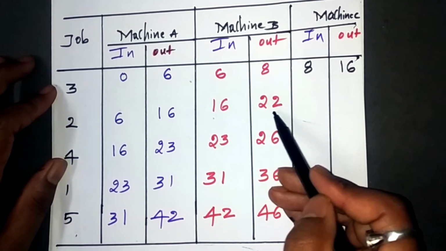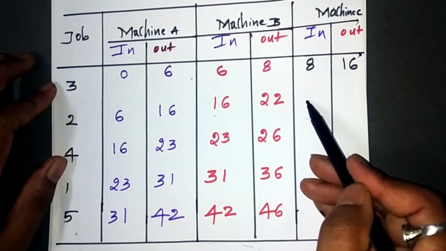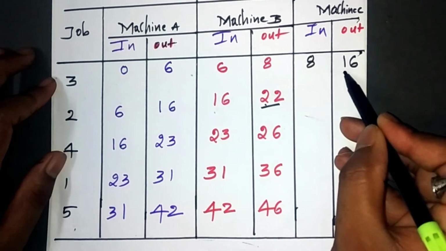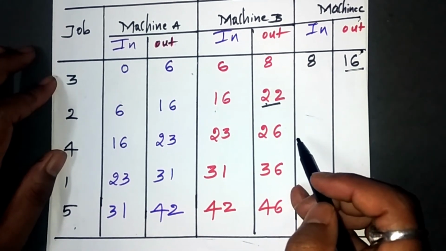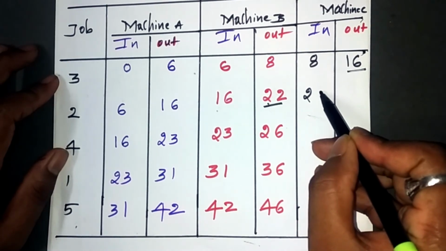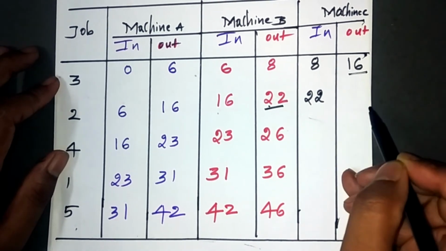Now here we should write what is the in time for job number 2 on machine C. Here we have a 22 and here we have a 16. So whichever the maximum number is there, that you write it as the in time for job number 2 for machine C. So the in time will be 22.